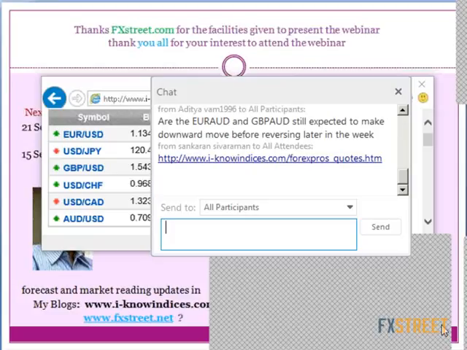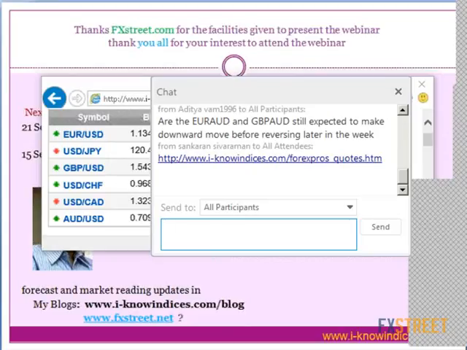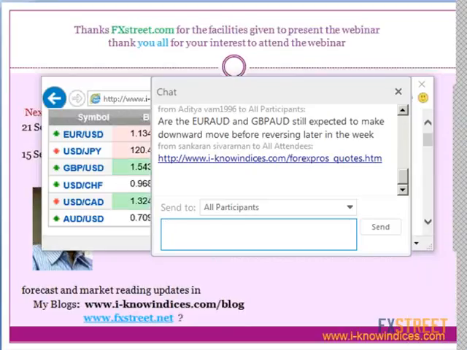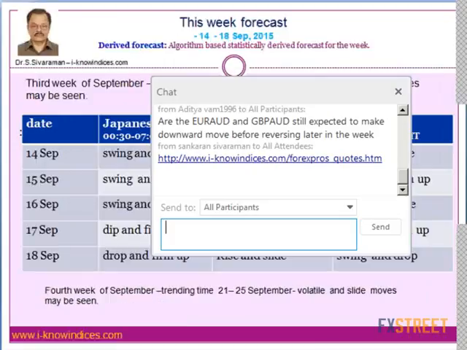Then Aditya asks, are the Euro Australian dollar and GBP Australian dollar still expected to make a downward move before reversing late in the week? See, they are likely to come down some more. Okay, no more questions. So I'll just show the forecast part of it.